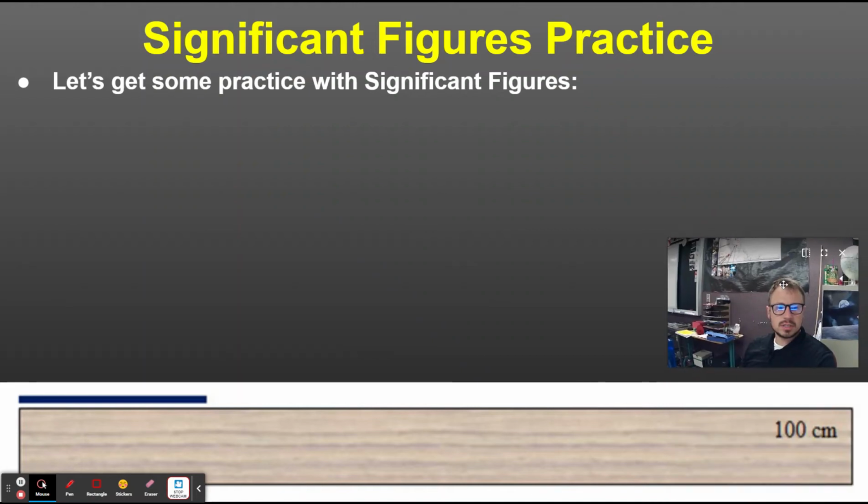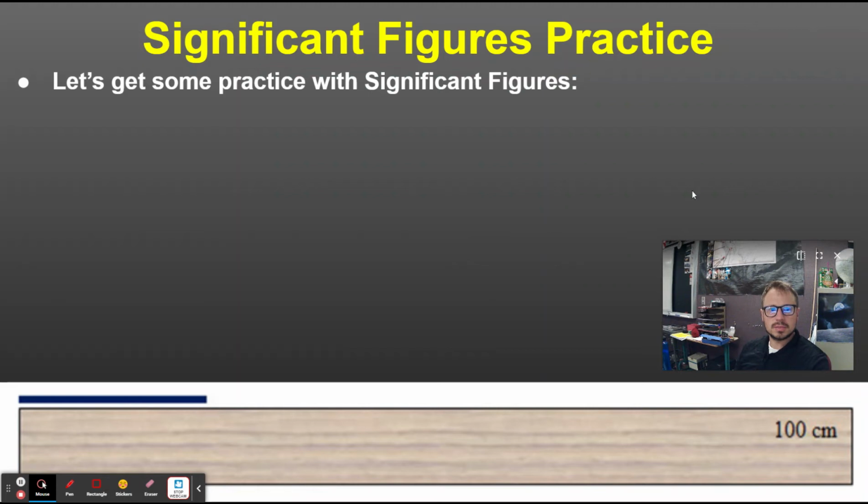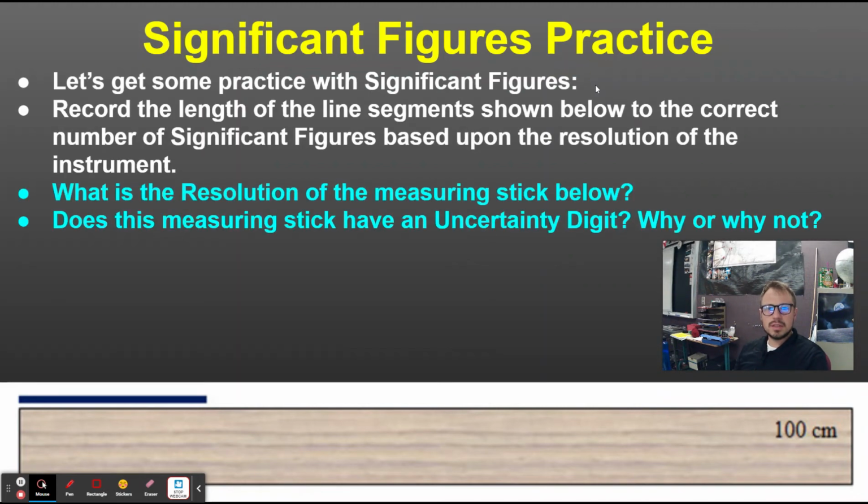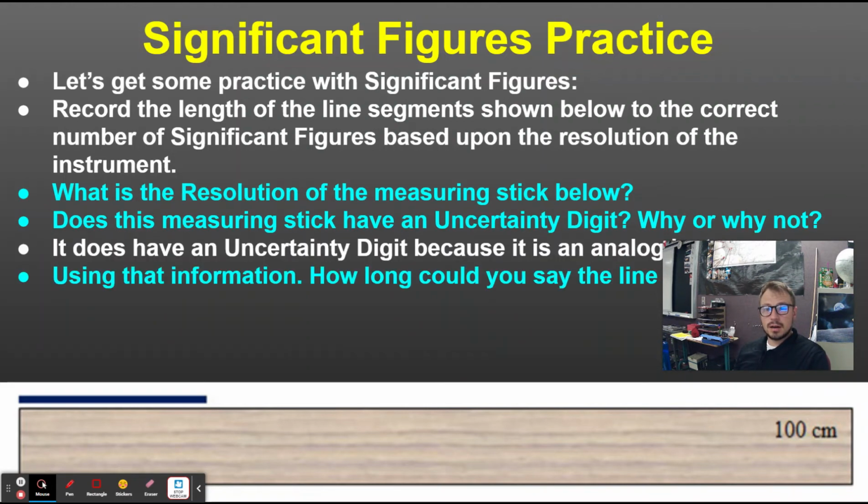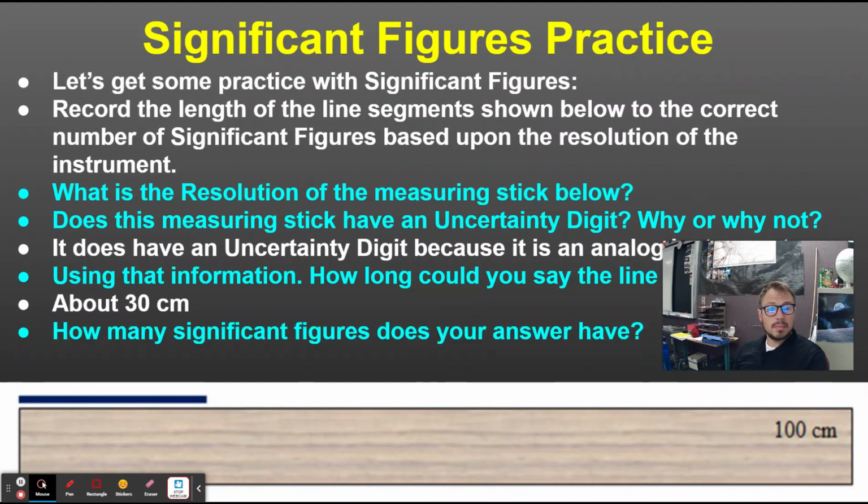Let me just move this. You can see that it's 100 centimeters across. So if you record the length, the resolution is 100 centimeters. Now, it does have an uncertainty digit because it is an analog instrument. Now, using that information, how long would you say the line is? I'd probably say about 30 centimeters, right? Maybe 20, maybe 30. I couldn't say 30.287456, right? I couldn't even say it's 32, but I could say it's about 30, based on that information. Now remember, if we use those rules, this only has one significant figure.